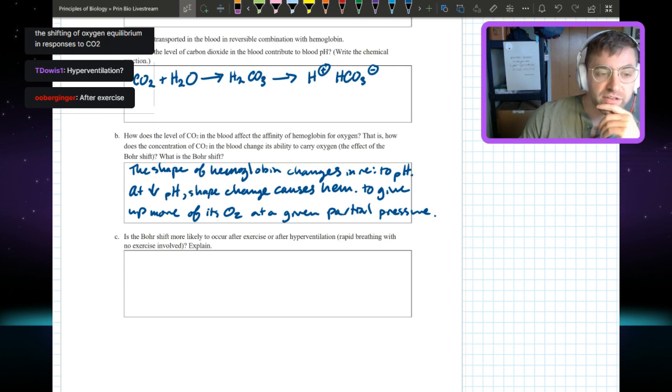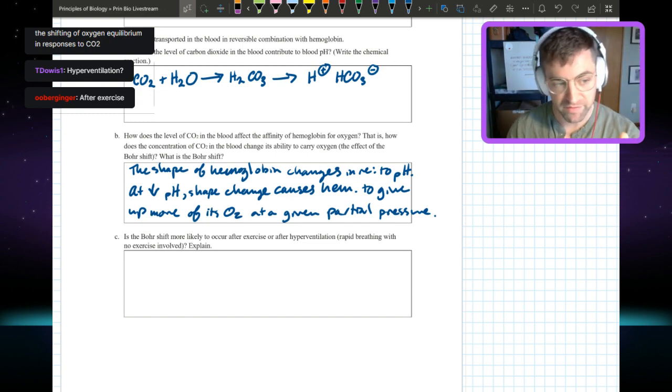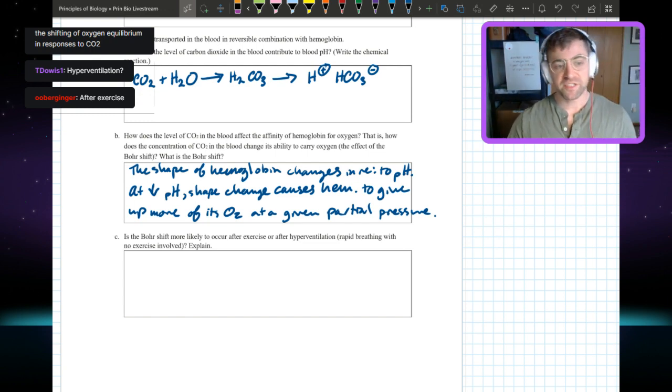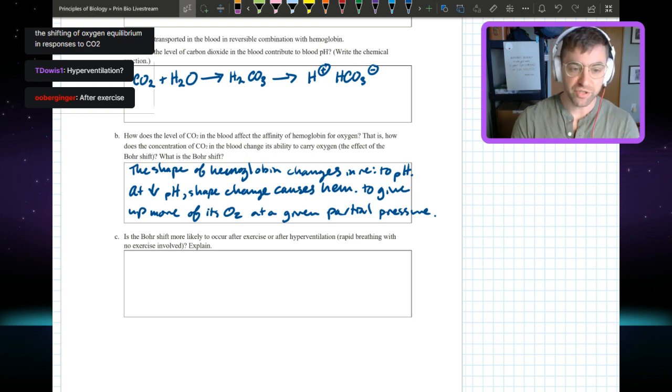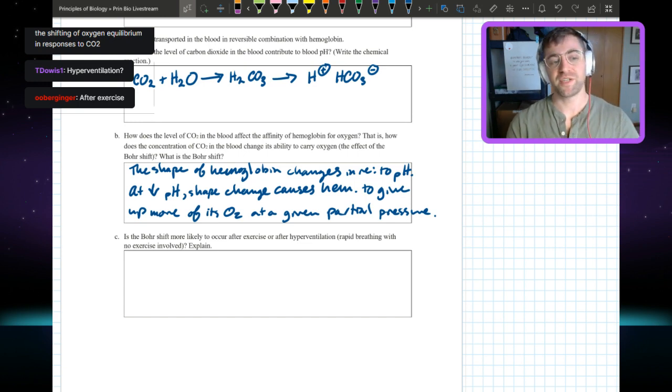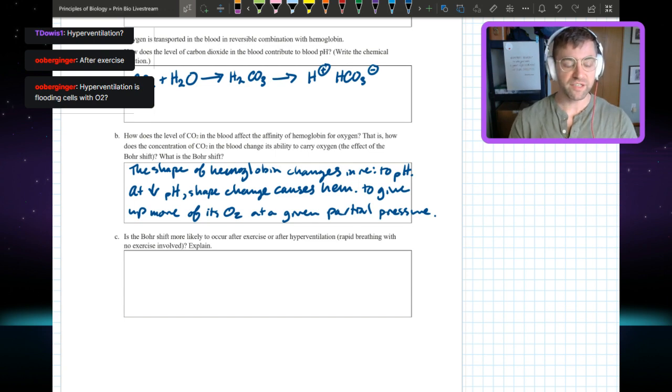Is the Bohr shift more likely to occur after exercise or after hyperventilation, that is, rapid breathing with no exercise involved? Exercise increases the amount of ATP required per unit time compared to no exercise. That's another way of saying increased metabolic demands. ATP production via cellular respiration produces carbon dioxide as a waste product, and the addition of more carbon dioxide lowers the pH in the tissue. And that resulting conformational change in the hemoglobin delivers more oxygen to tissues undergoing exercise than to other tissues.